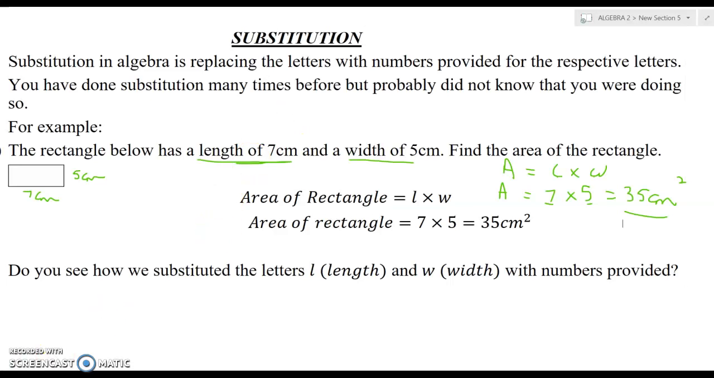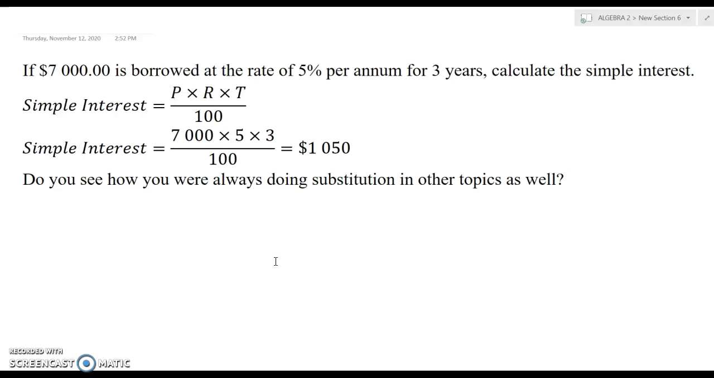Let's look at another question. So this question is from a similar topic you recently would have done. If 7,000 is borrowed at a rate of 5% per annum for 3 years, calculate the simple interest. Right? So right away you should know that simple interest is principal by rate by time all over 100. Now, we need to replace our letters for principal, rate, and time with the values that you are given. The amount borrowed is 7,000. Remember, money borrowed is your principal.